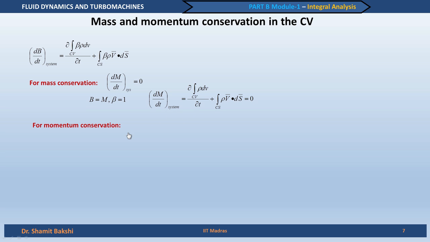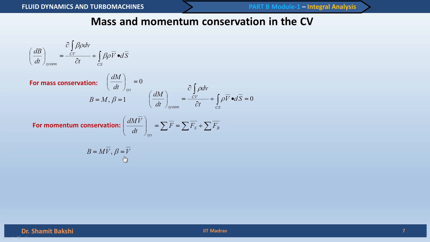For momentum conservation, B, for the system it is given as dmv by dt for the system is sum of all the forces. The rate of change of momentum for the system is basically sum of all the forces, which has the surface forces and the body forces. Surface forces are the forces acting on the surface of the control volume, and body force is the force acting on the bulk. Now, B in this case is basically m into v bar. So, beta is basically v bar, that is the velocity vector directly.